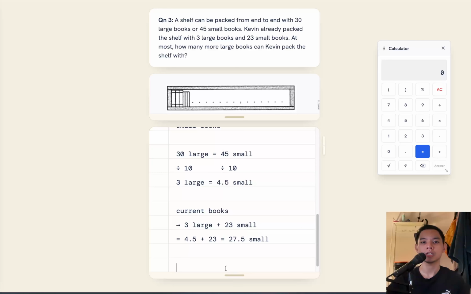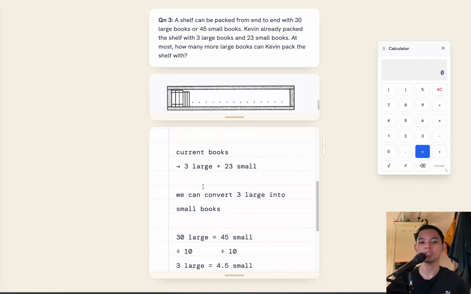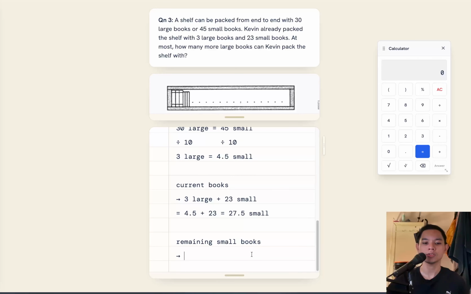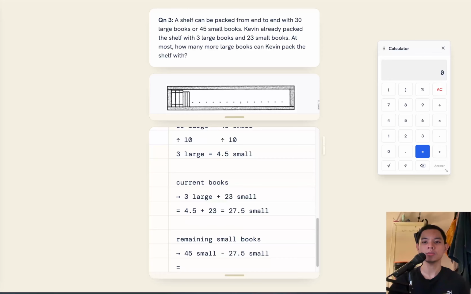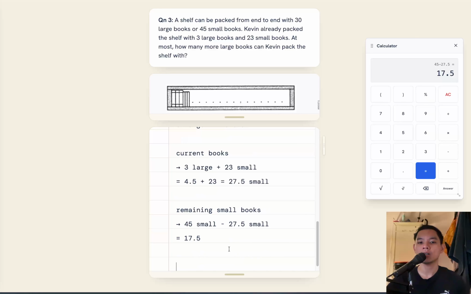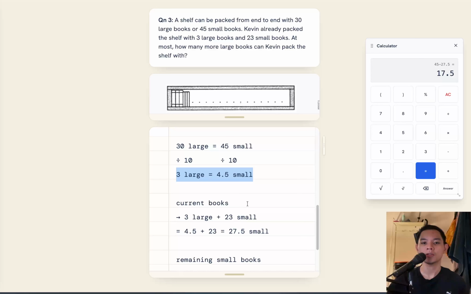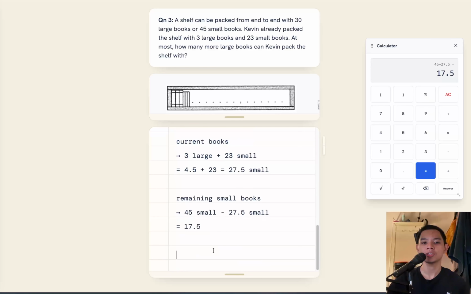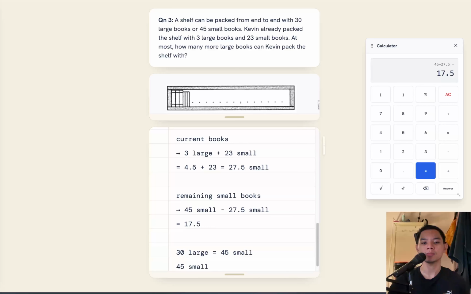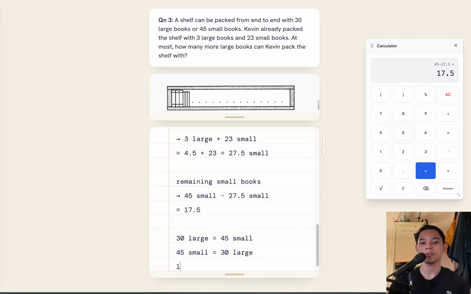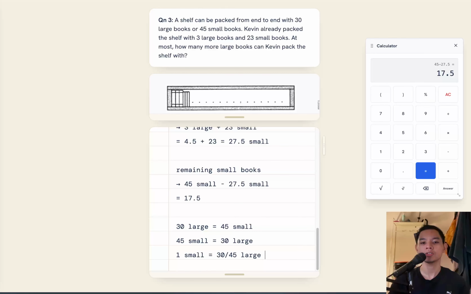Therefore, the current books, 3 large plus 23 small, will be equal to 4.5 plus 23, which is 27.5 small. So now the remaining small books, since we know the shelf can contain 45 small books, is 45 small minus 27.5 small, which is 17.5 small books. So how do we convert 17.5 small books to large books? From earlier, we know that 30 large is equal to 45 small, so 1 small is equal to 30 out of 45 large. In this case, divided by 15, this will be 2 out of 3 large.